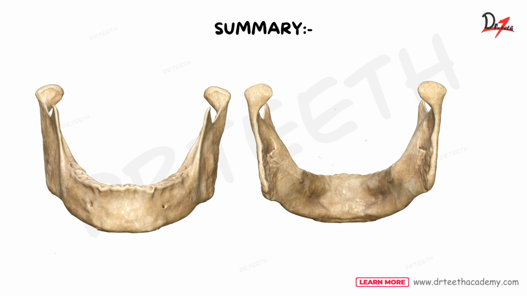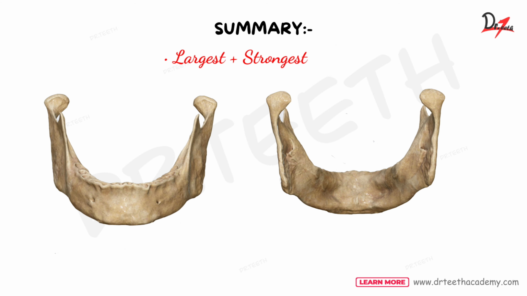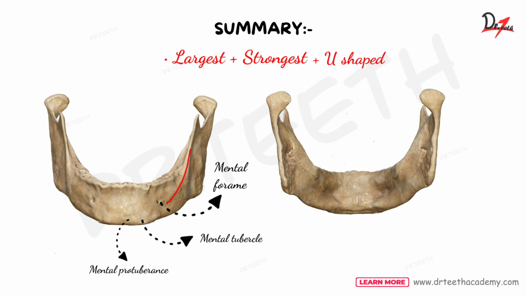Now let's summarize. Mandible is the largest and the strongest bone of the face and has a U shape. It has 2 surfaces and 2 borders. The outer surface of mandible includes mental protuberance, mental tubercle, oblique line, and mental foramen. The inner surface includes mylohyoid line and grooves, sublingual and submandibular fossa, and genial tubercles.